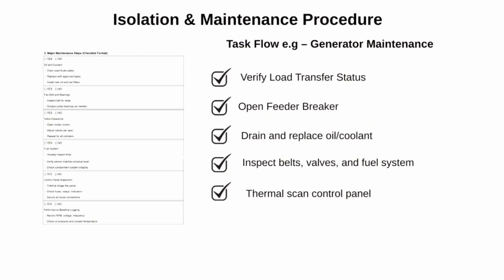Inspect belts and adjust valve clearance. These mechanical checks are easy to miss, but super important. A worn belt or loose valve can throw off the generator's timing or cause failure when it's needed most. If possible, include a diagram or reference where to find specs in the manual.